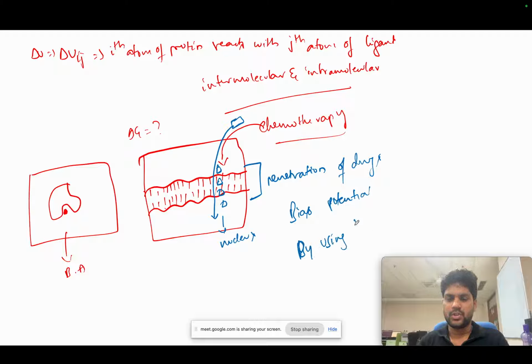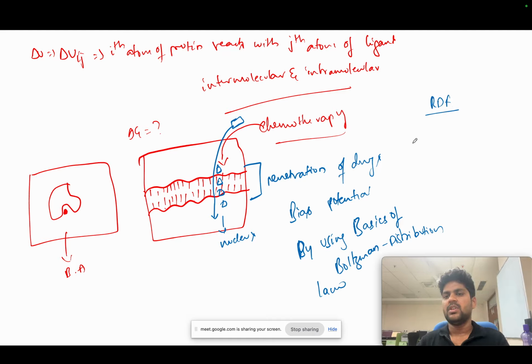By using the basics of the Boltzmann distribution law, or there is a term RDF, which is nothing but the radial distribution function.